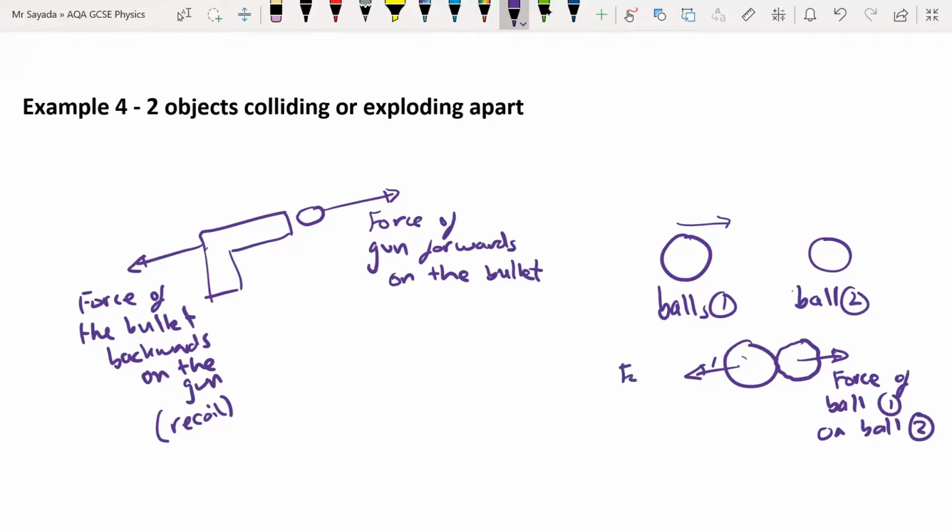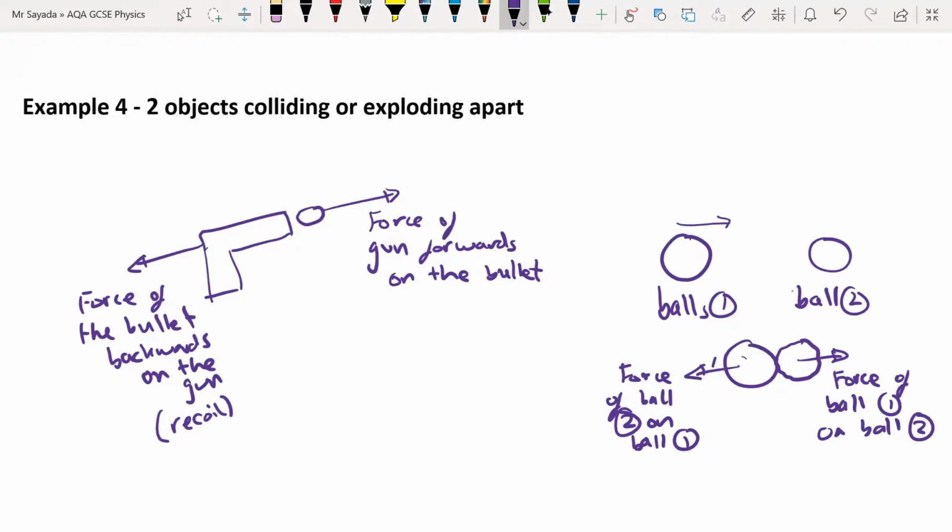You should have said it's the force of ball two on ball one. And what that means is if two objects collide, they exert the same force on each other. Now, in this case, I had two balls which were the same mass, so they'll have the same effect on each other. But let's say one of these objects was way heavier than the other.